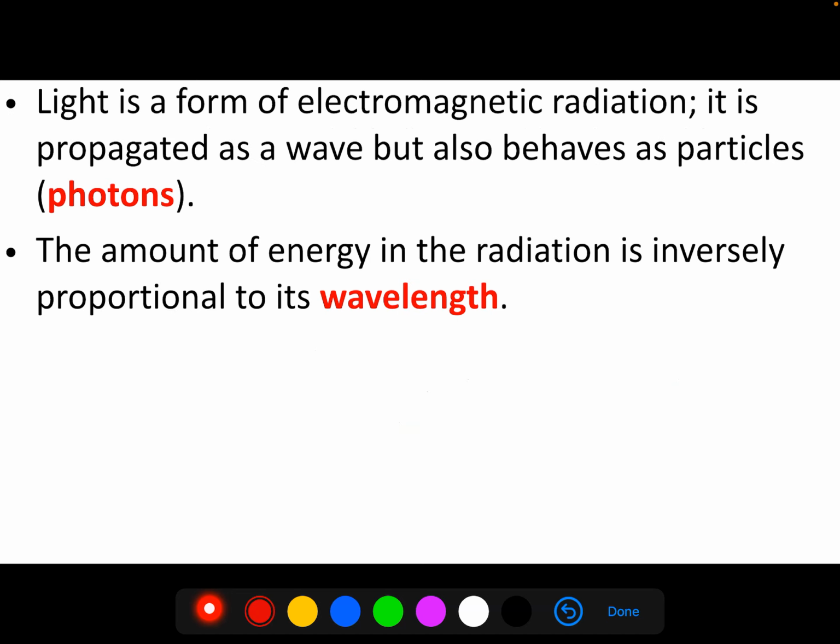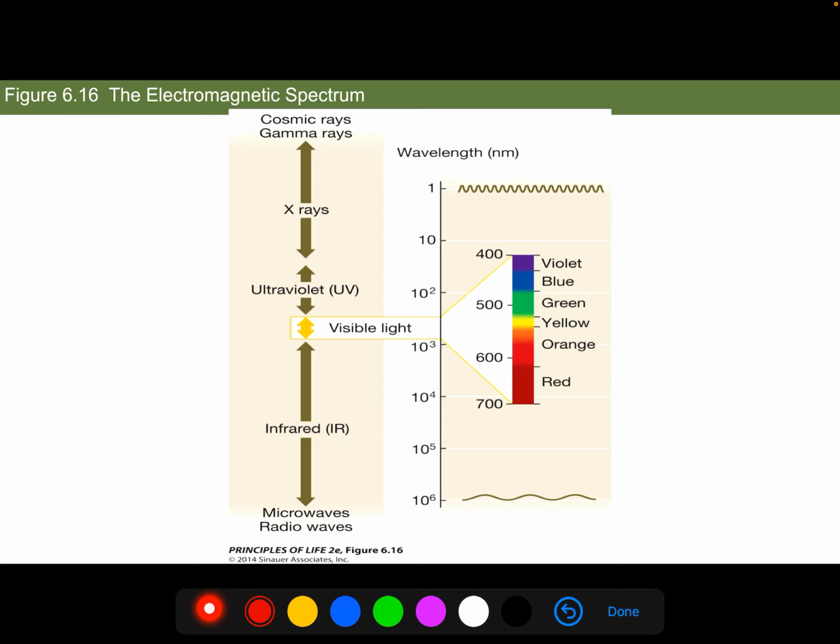Okay, so light is a form of electromagnetic radiation. It's propagated as a wave, but also behaves as a particle, photons. And the amount of energy in the radiation is inversely proportional to its wavelength. And so you can see right here, smaller wavelengths have tons and tons of energy.